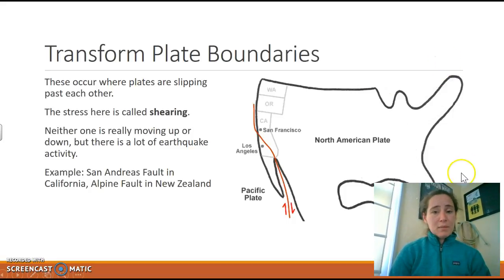And it says click to play animation. You're not going to see the animation, but you can look up more about transform plate boundaries. Again, typically a lot of volcanic activity happening around them.